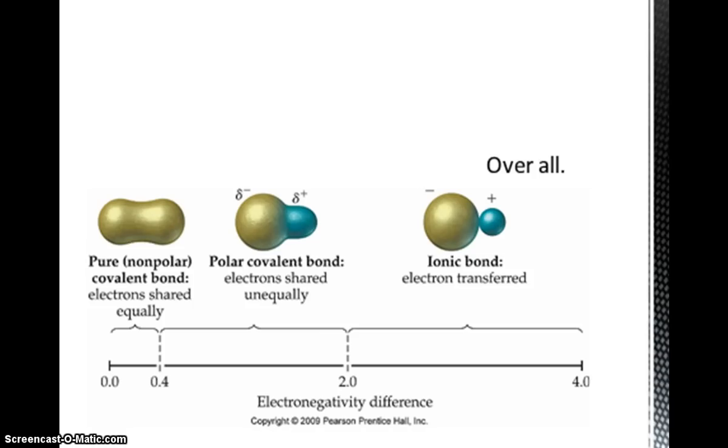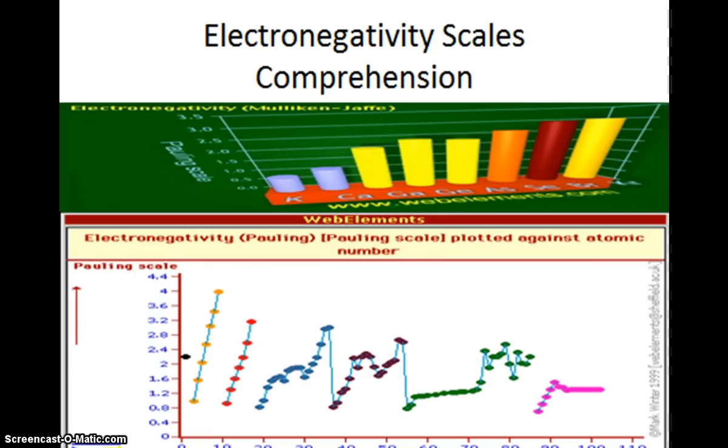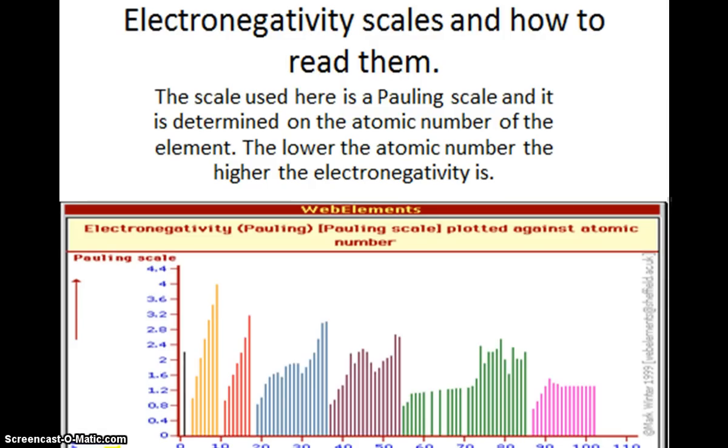Hello everybody, my name is Jorge Reyes, and I'm going to explain the segment on electronegativity scales and comprehension. This is electronegativity on a Pauling scale plotted against atomic numbers. Electronegativity scales and how to read them. The scale used here is a Pauling scale and is plotted against the atomic number of the element. The lower the atomic number, the higher the electronegativity, 4.4 being the highest and 0 being the lowest. And here are different colors to differentiate the elements from 0 to 110 based on atomic number.